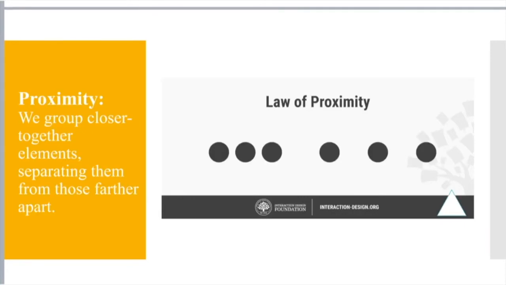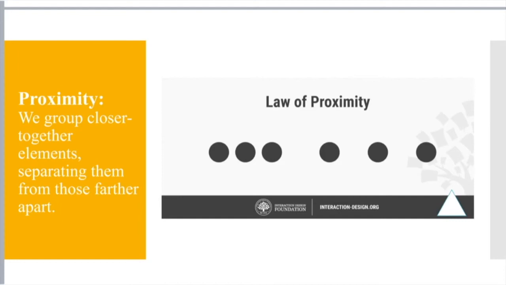So the first, Gestalt principle. That's what we call these. There are going to be, let's see, 1, 2, 3, 4, 5, 6. There's 6 properties of Gestalt principles that we are going to look at. The first one being proximity. And basically that is this idea that we group closer together elements, separating those from further apart elements.